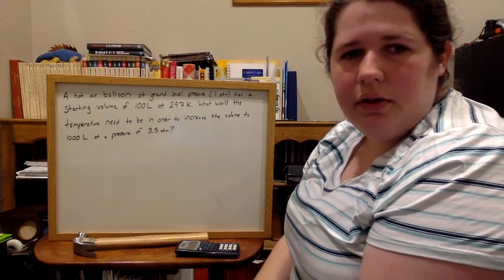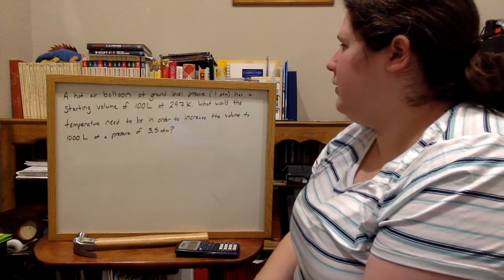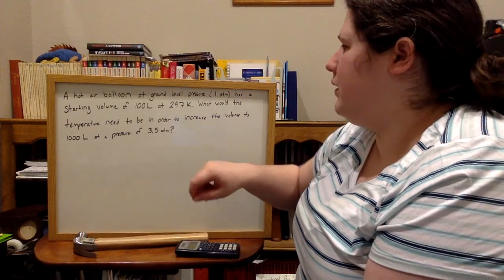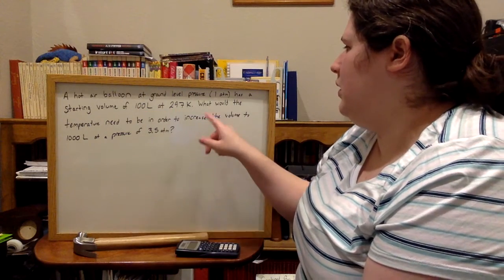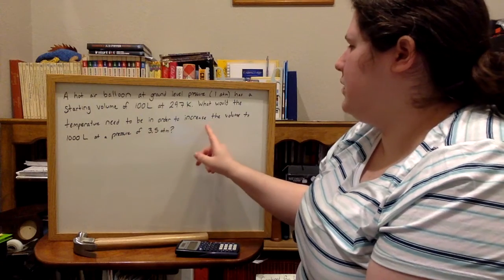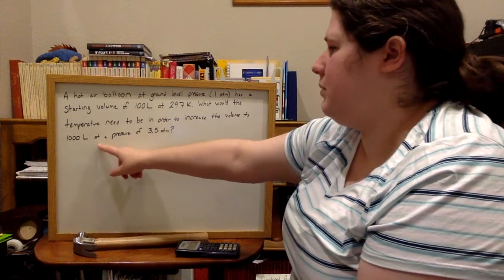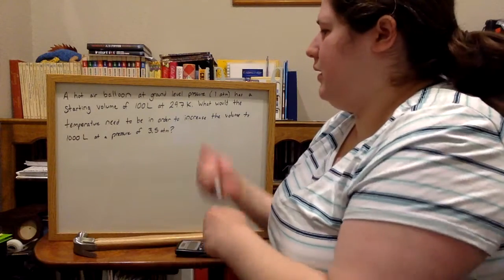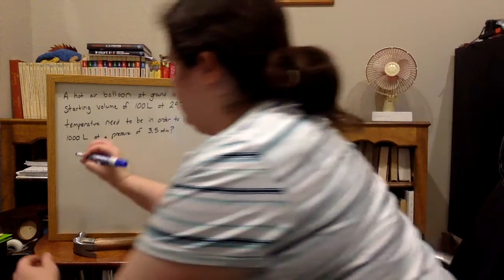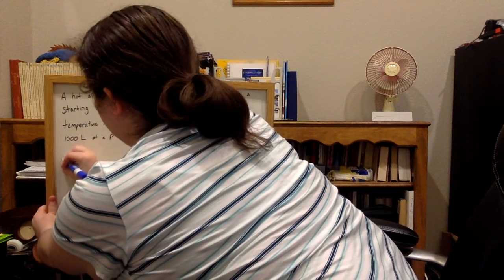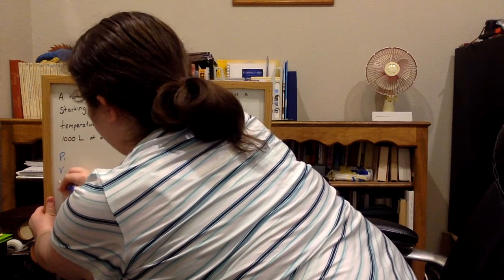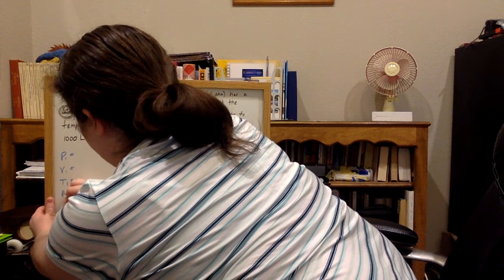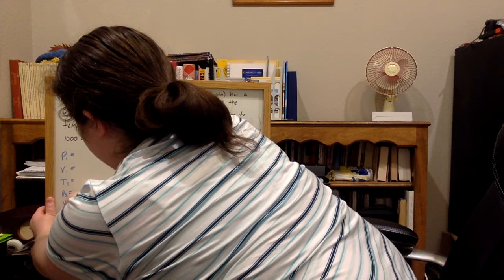Okay, so let's say that a hot air balloon at ground level pressure, 1 atmosphere, has a starting volume of 100 liters at 297 Kelvin. What would the temperature need to be in order to increase the volume to 1,000 liters at a pressure of 3.5 atmospheres? So let's write down what we know. I'm going to start out with P1, V1, and T1, and P2, V2, and T2.